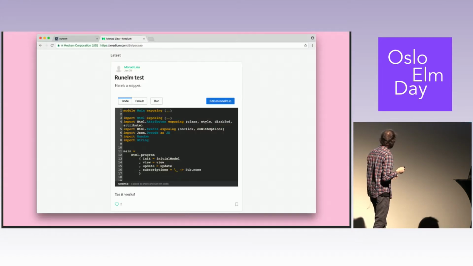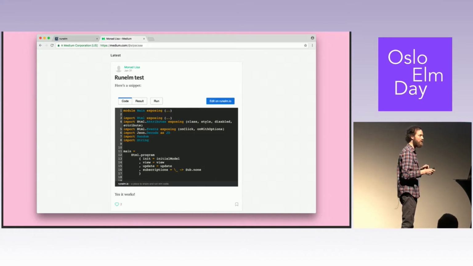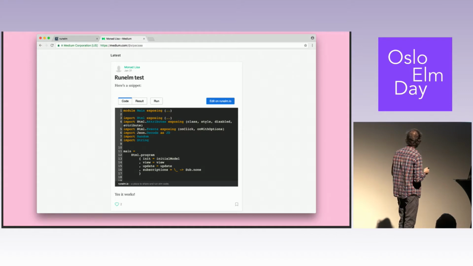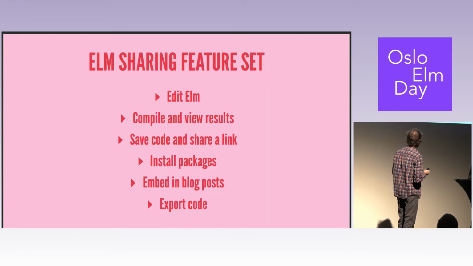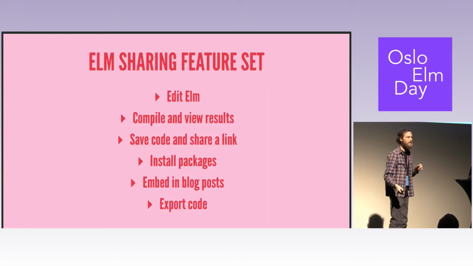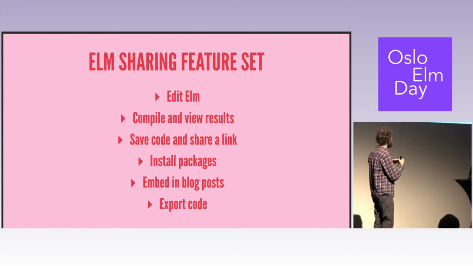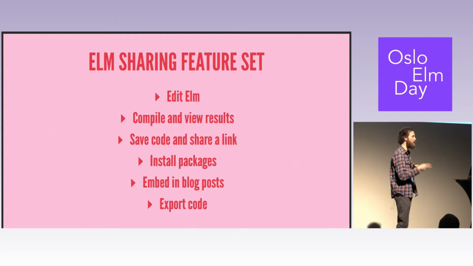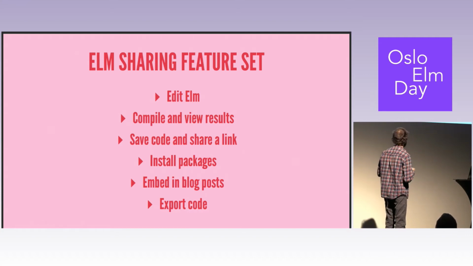But there's a few things missing that kind of led me to continue down the path to bringing Ellie to the community. So if we look at all the things that have been created and shared already, we start to see emerging this feature set that's really important to a program where you can share Elm. So you need to be able to edit code, you need to be able to compile and view the results, you need to be able to save it and share a link with people.